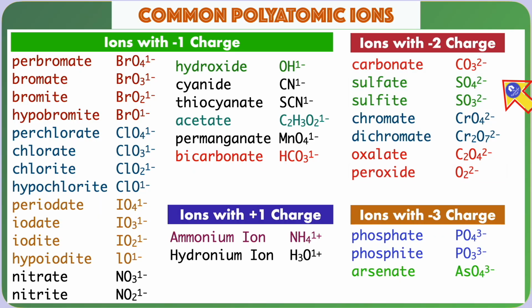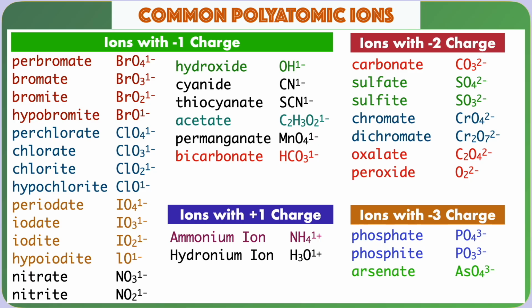Carbonate, sulfate, sulfite and peroxide are some of the ions with -2 charge. Phosphate, phosphite and arsenate anions are the ions with -3 charge. These are versatile ions instrumental in forming a number of compounds. We should try to remember their names, formula and charges.